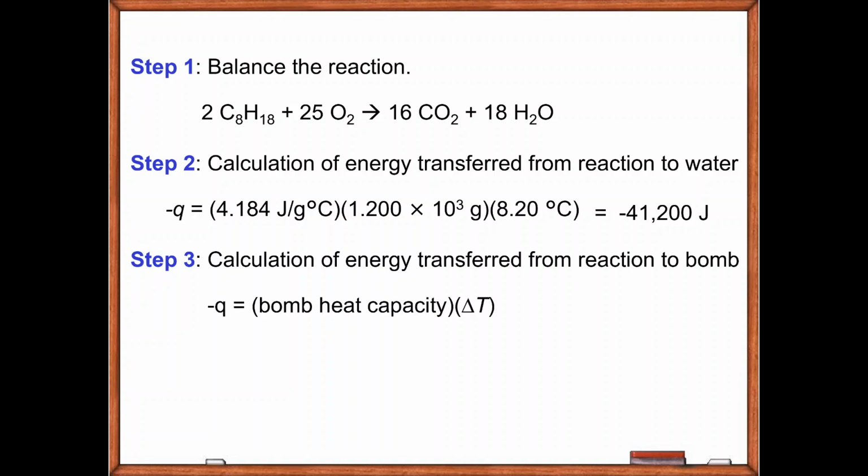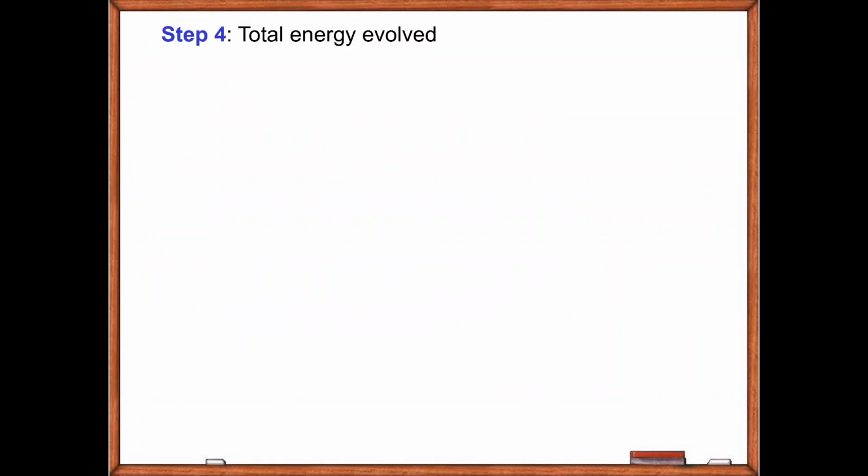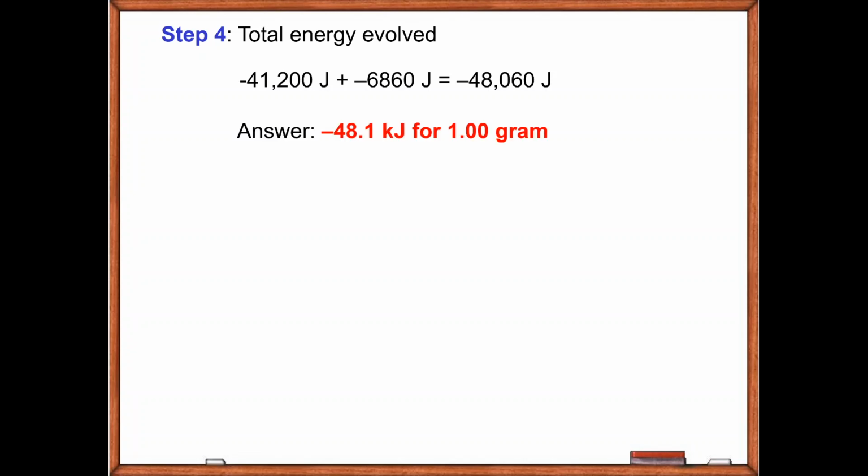Then calculate how much energy is transferred from the reaction to the bomb. Similar equation, but this time we use the heat capacity for the bomb times delta T. So Q is equal to 837 joules per degree C. Notice there's no grams involved in this because we're not taking the mass in any way. Times delta T, so 6,860 joules. So the total energy evolved is 48,060 joules. So the answer to the question is minus 48.1 kilojoules for 1 gram.